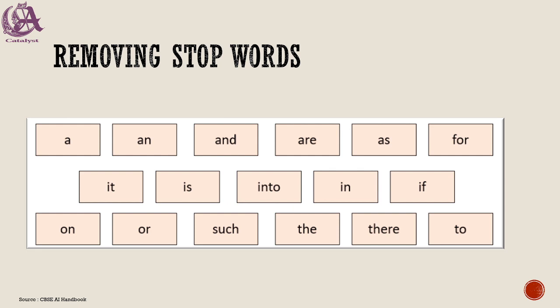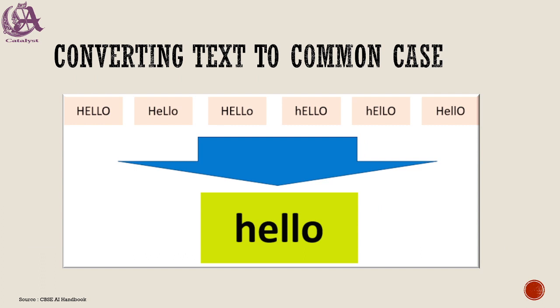Now, removal of stop words. What are stop words? These are words occurring in the sentence just to support it in a grammatical form, but they do not have any meaning in themselves. Articles, prepositions and conjunctions are the stop words in sentences. Now a sentence can have words in different cases also.